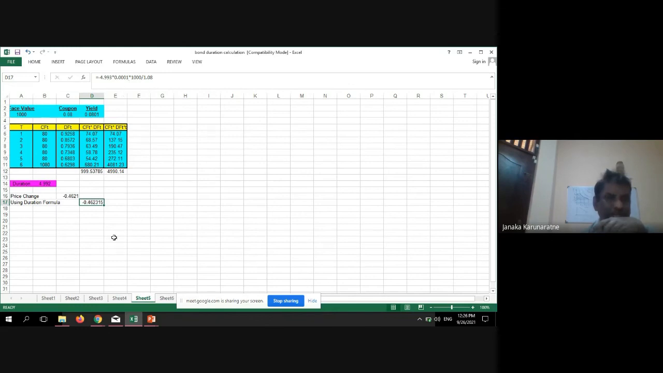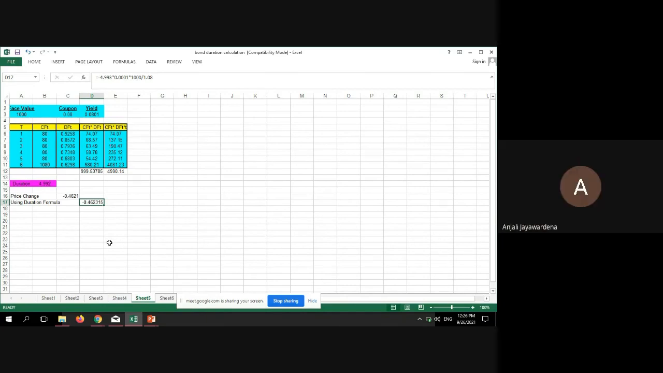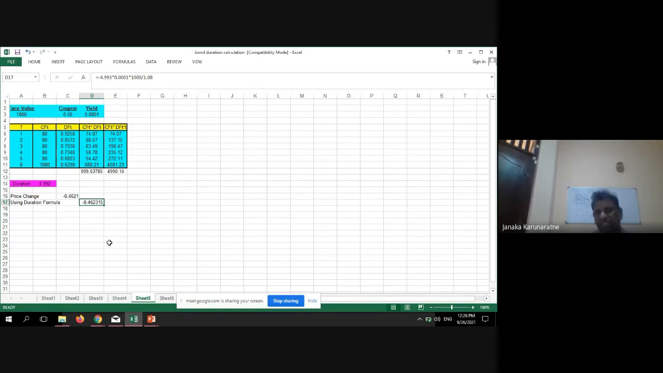Now, what do you see? What do you observe? Two values are very close. Exactly. So the price change using the formula and the price change using the duration formula are almost the same. I mean 0.4621 and 0.4623, a very slight, small 0.0002 difference. Okay. So what is the reason?